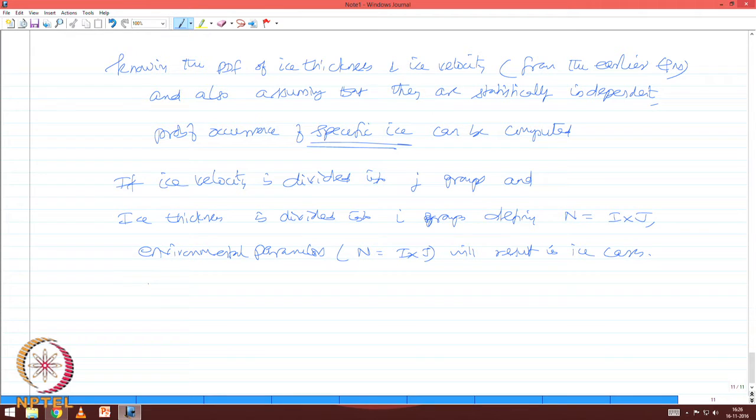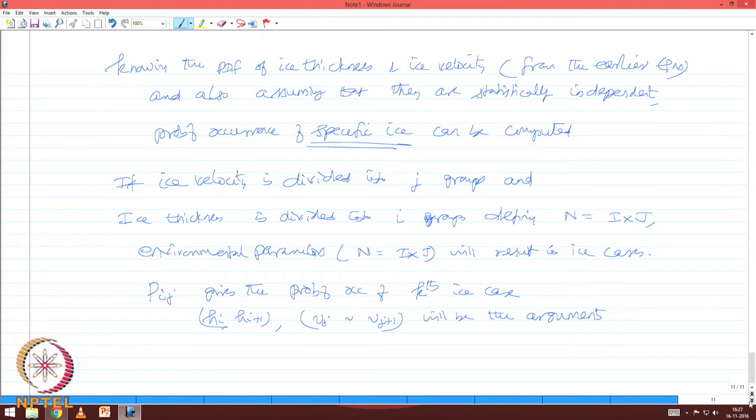Therefore, Pij actually gives the probability of occurrence of the kth ice case, in which Hi plus 1, Vj plus 1 will be the arguments. So, that probability Pij is given by the integral of Hi to Hi plus 1, that is ice thickness, probability of h dh, into the integral of ice velocity Vj to Vj plus 1, probability of velocity V dV.